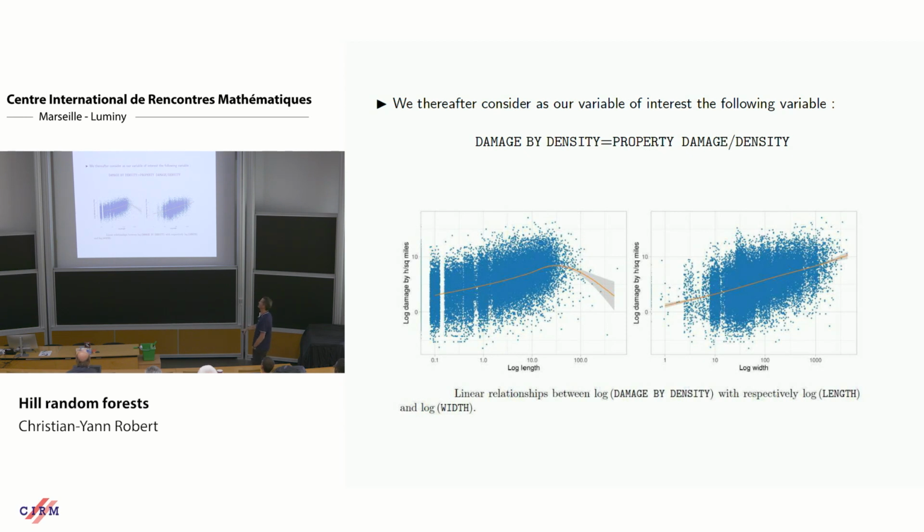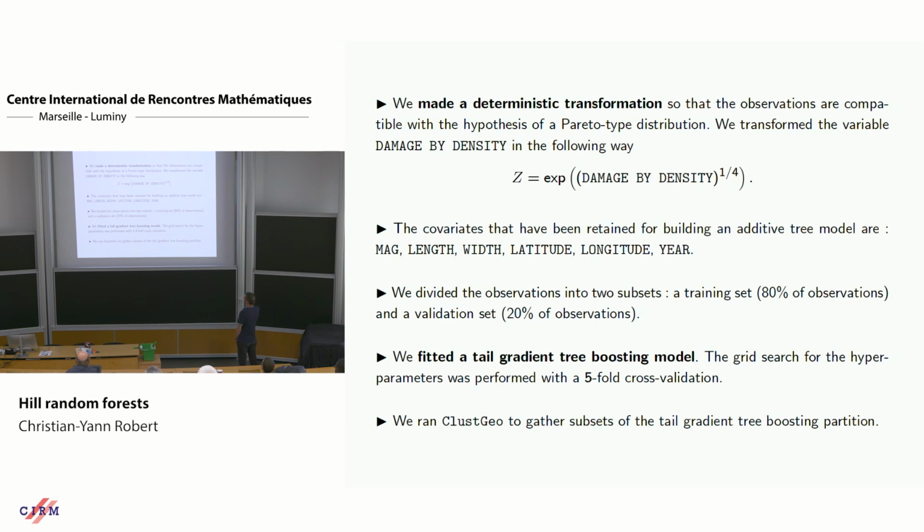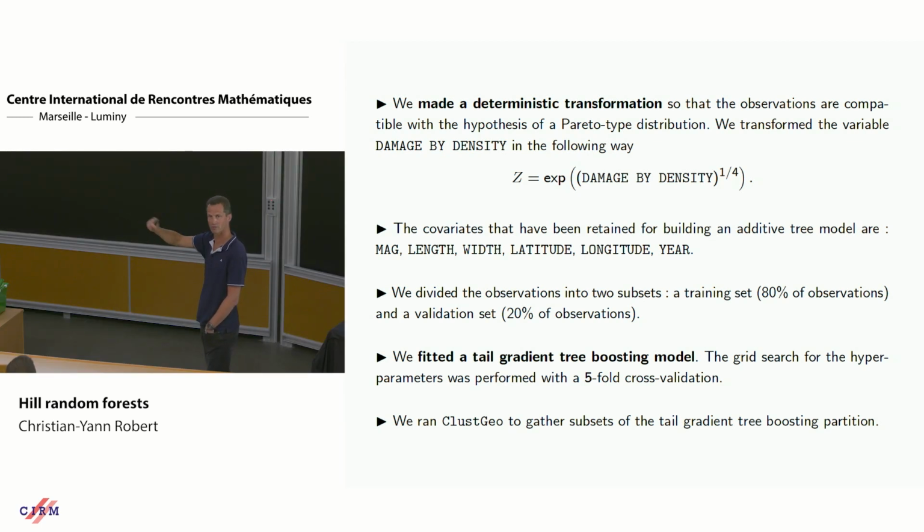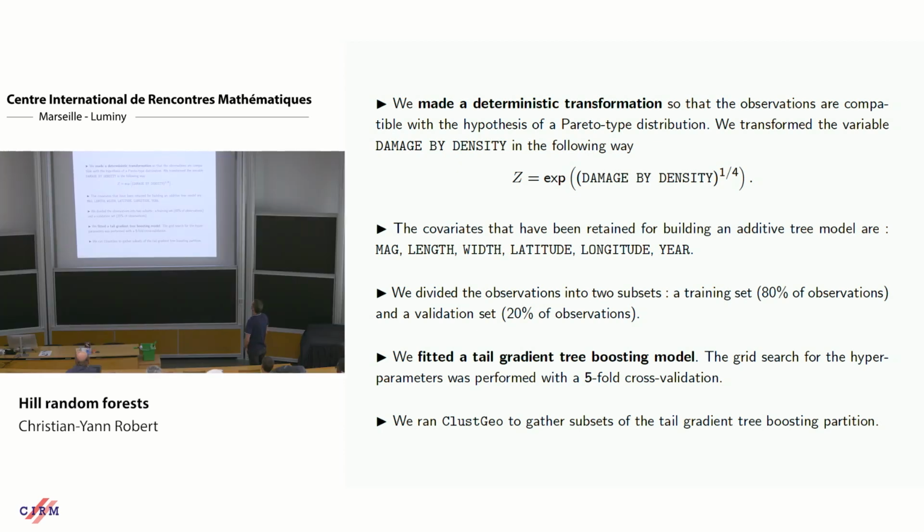So here, two graphs. They show the linear dependence between the logarithm of the length of the tornado with respect to the log of the damage, or the log of the width with respect to the log of the damage. So we have here an intuitive observation. What we have to say is that we do not fit our model on the observation directly, but actually we perform a deterministic transformation. So we have a one-to-one transformation to put our data in our framework, that is with Pareto-type distribution. So we transform it by exponential of the damage to the power 1/4. And then we also use our procedure.